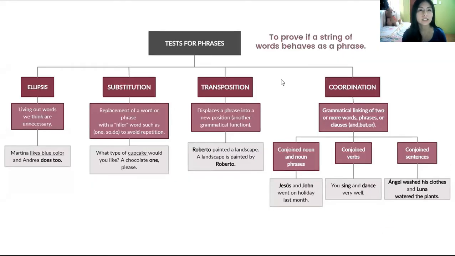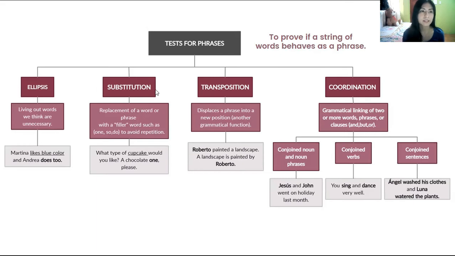Okay, finally, we are going to see tests for phrases. Tests for phrases are used in order to prove if a string of words behaves as a phrase. As you can see, we have four types. The first one is ellipsis. Ellipsis is the process in which we leave out some words that we think are unnecessary in a sentence. For example, we have here, Martina likes blue color and Andrea does too. In this case, as you can see, we omit likes blue color in the second part, and instead of that, we write does too in order to avoid repetition.